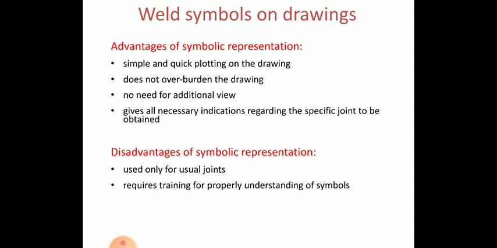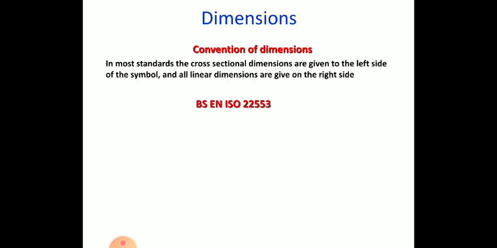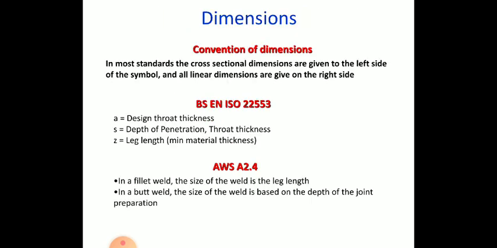Even if you are seeing it for the first time, you may not understand some things, like how this works. तो उसके लिए प्रॉपर ट्रेनिंग प्रोसेस होता है जिसके गॉन थ्रू होने से आपको पता चलेगा कि वेल्डिंग को किस तरह से प्रोवाइड करना है. So the symbolic representation includes the arrow line, reference line, elementary symbol and there is a supplementary symbol also. The supplementary symbol means showing dimensions and some complementary indications as well. Now the other criteria include the dimension convention, the standard which is to be found out.